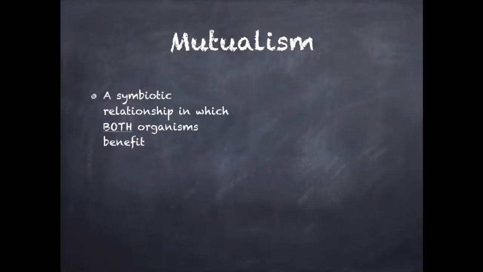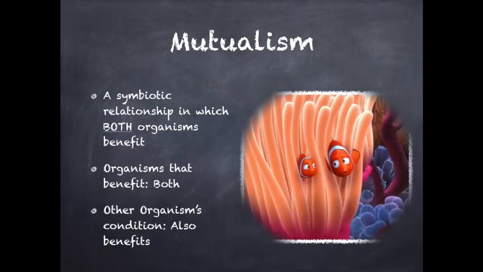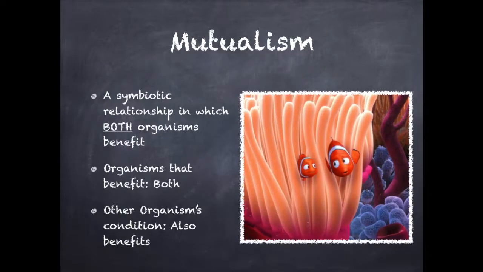Mutualism is a symbiotic relationship in which both organisms benefit. The organisms that benefit in this relationship are both, and the other organism's condition is also benefiting. An example of mutualism is Nemo. Nemo and his father are both clownfish, and they live in anemone. Anemone is a plant, and it provides for the clownfish by providing protection from other creatures, while the clownfish provide for the anemone by protecting it from other creatures as well and cleaning it. This is an example of mutualism because both the clownfish, Nemo, and the anemone benefit in this relationship.